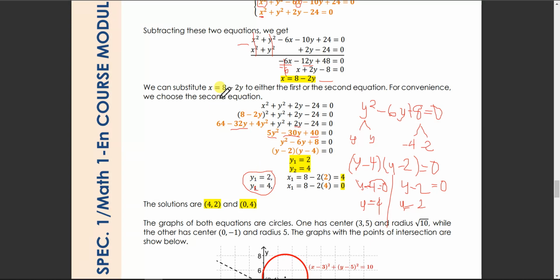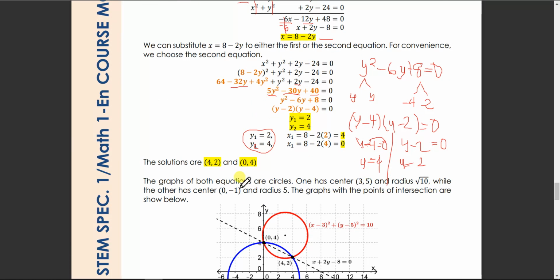Then we substitute this into the equation for x, which is x is equal to 8 minus 2y. This y can be 2 or 4. Negative 2 times 2 is negative 4, and 8 minus 4 is 4. 8 minus 2 times 4 is equal to 0. So we have our two solutions: x1 is 4, y1 is 2, x2 is 0, y2 is 4. So we have this final answer.